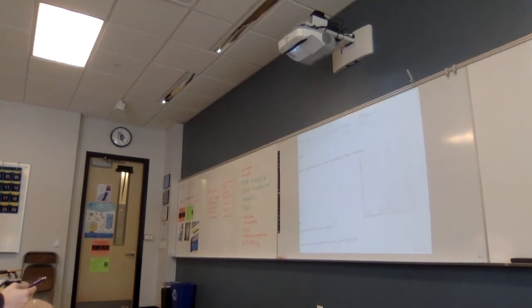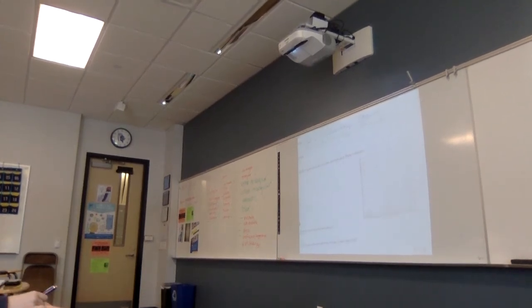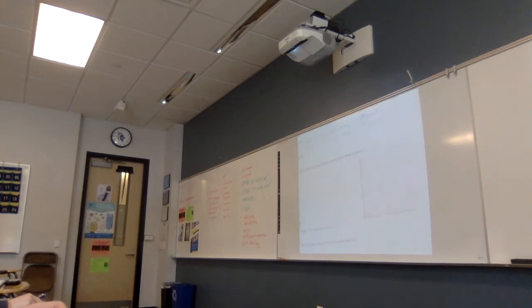I want to know how I can represent how many of each of these videos and CDs I can buy when I only have $36 to spend. Anybody? Any ideas? 9V, I like it. 9V plus 3C, $3 for every CD, is less than or equal to 36. Fantastic. Any questions on how to arrive at that inequality?